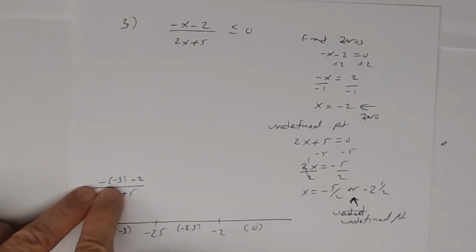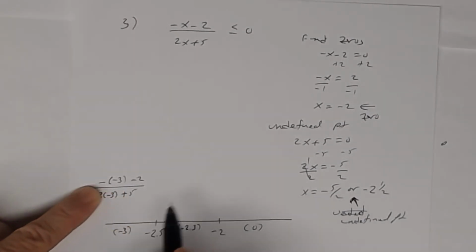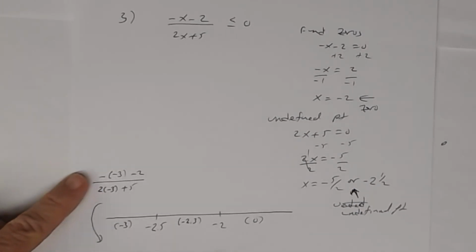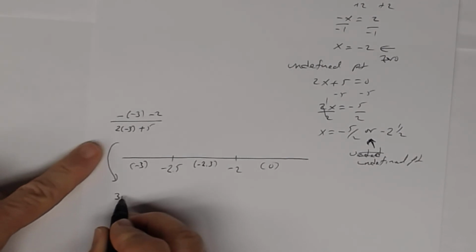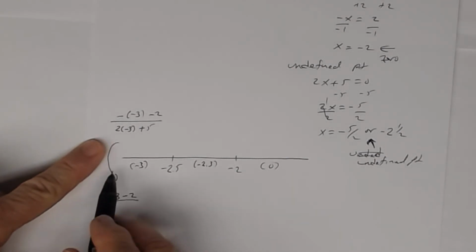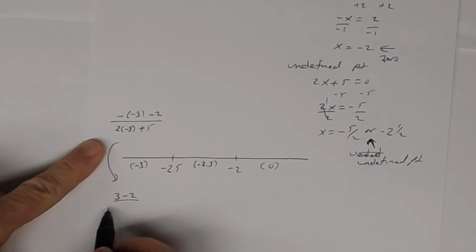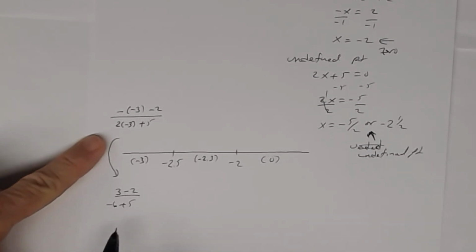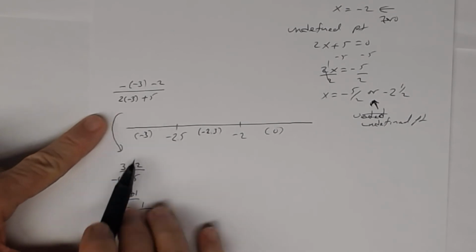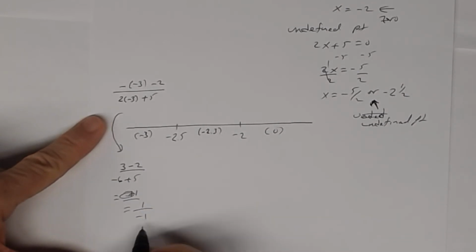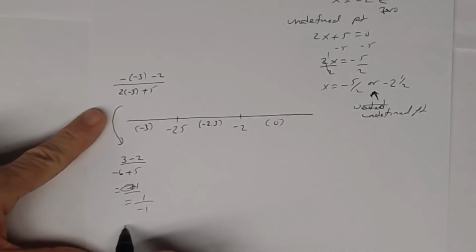Now be careful. The opposite of a -3, I'm going to put that down here so you can see this. The opposite of a -3 is a +3. So that becomes 3 minus 2 divided by 2 times -3 is a -6 plus 5. And now 3 minus 2 is a positive number. That's +1. I'm going to go ahead and put +1 just to show you. The denominator, -6 plus 5, is a -1. And a 1 divided by -1 is a negative number.